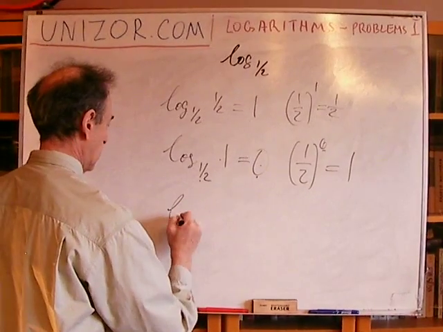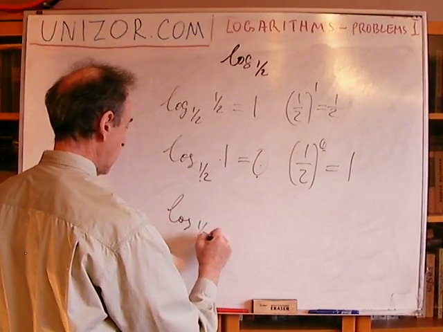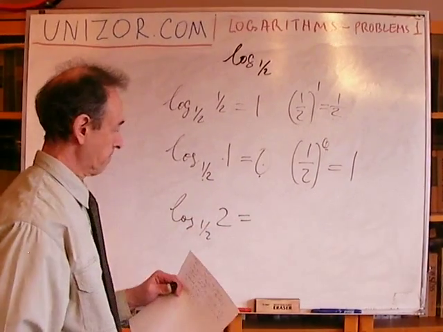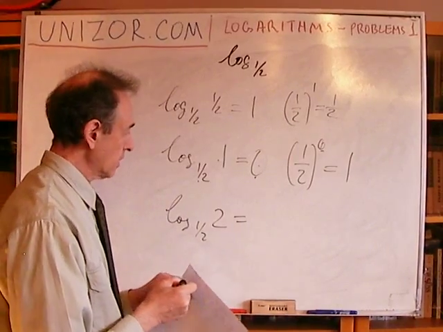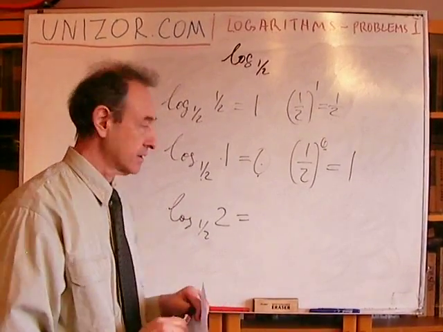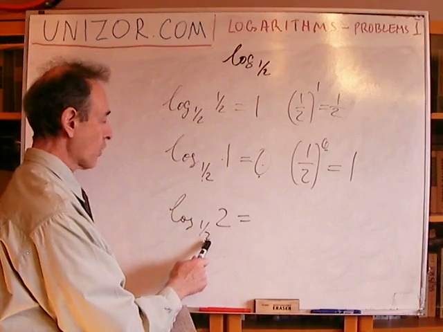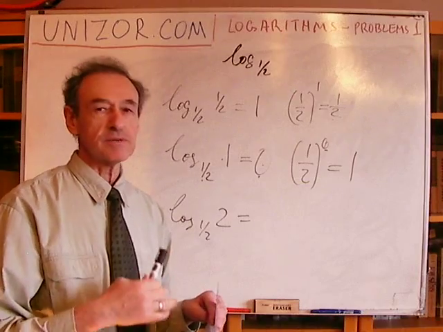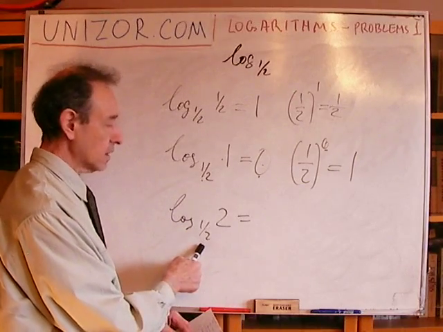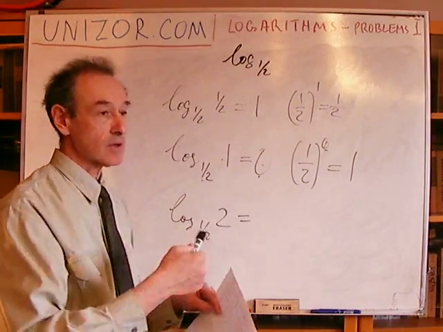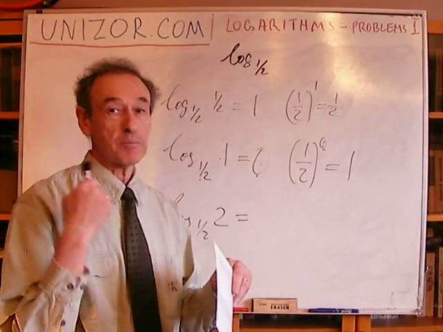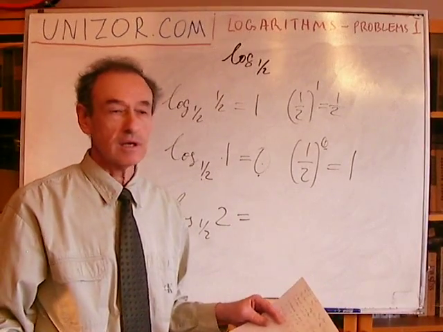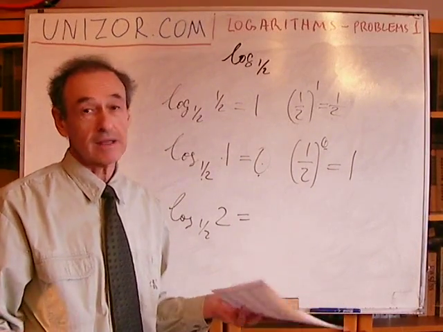Next. Log base 1/2 of 2 equals. Alright. Now, just a little bit more complicated. What power should I use for 1/2 to get 2? Well, again, it's kind of easy for me since this is less than 1 and this is greater than 1. It means I have to invert it, so my power should be negative. And considering I'm basically talking about easy problems, it should be negative and an integer.